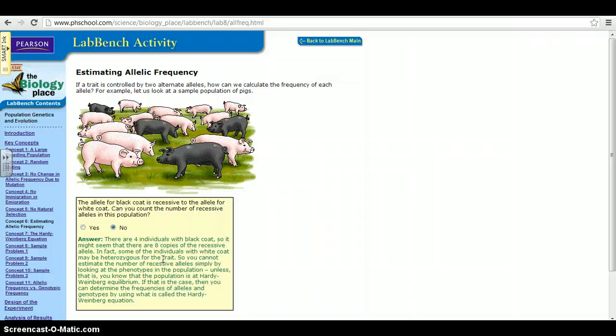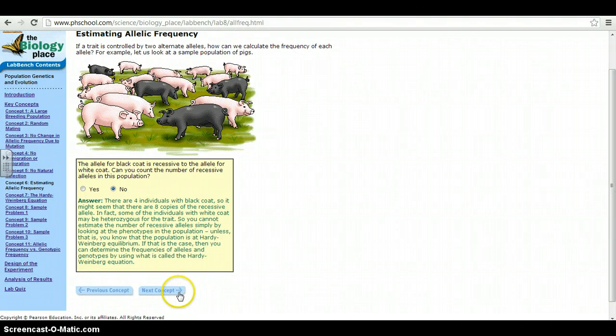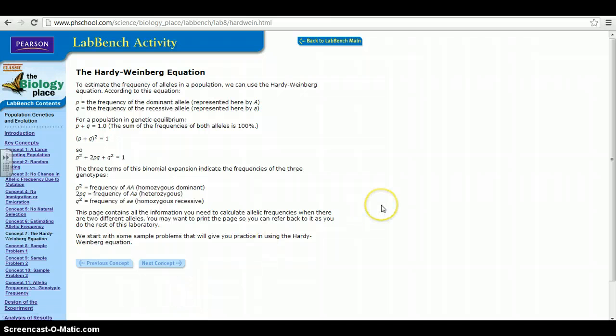Just looking at the population, knowing nothing else about it, can we count up the number of recessive alleles? Well, no, we can't. We can count up the number of recessive individuals, but we don't know of the individuals with the dominant phenotype which ones are heterozygous and which ones are homozygous. But if we know that the population is in Hardy-Weinberg equilibrium, that we've met the 5 conditions that we just discussed, then we can figure out what the frequency of the alleles are.